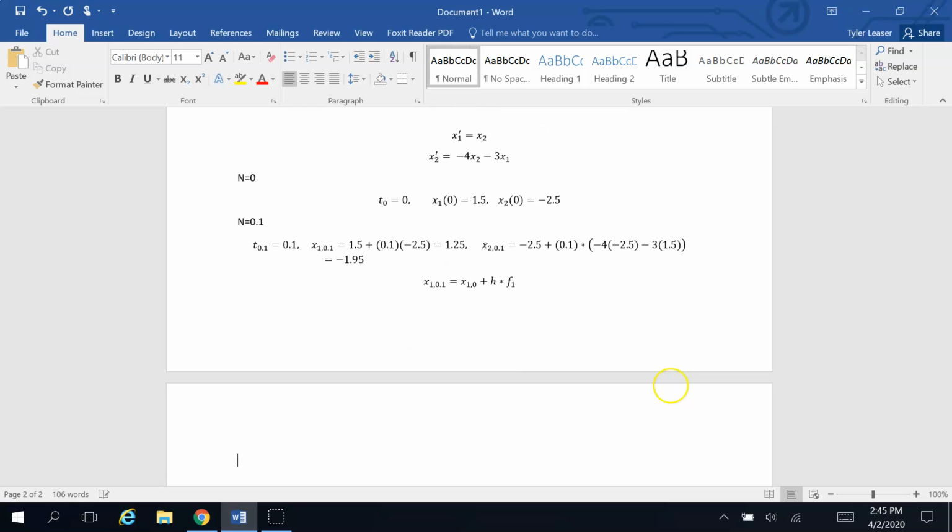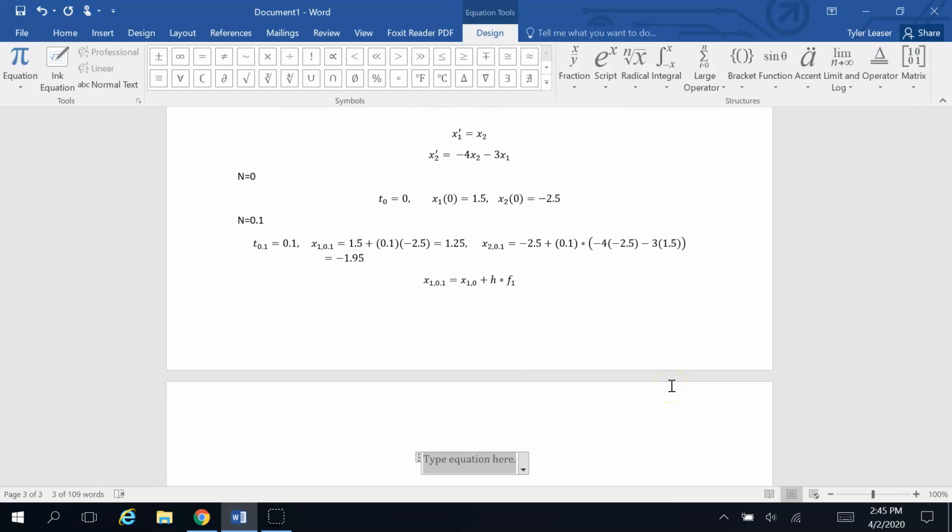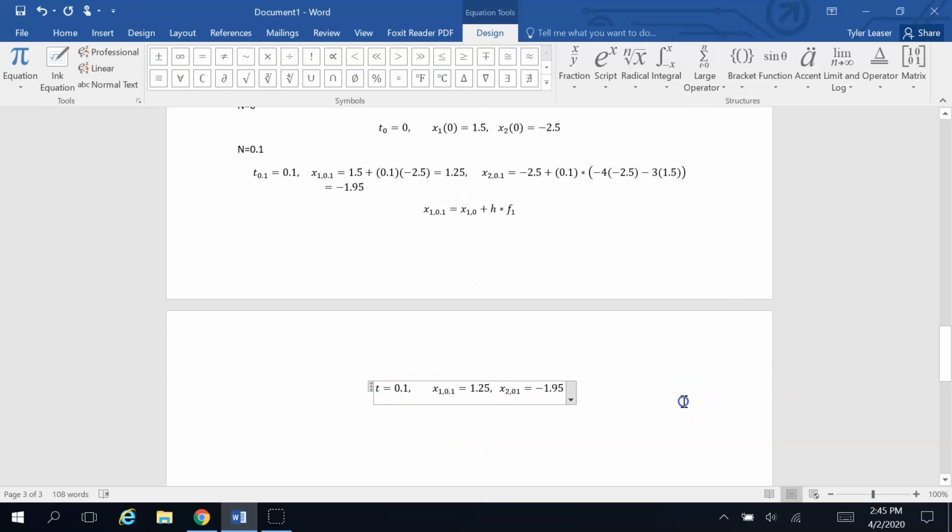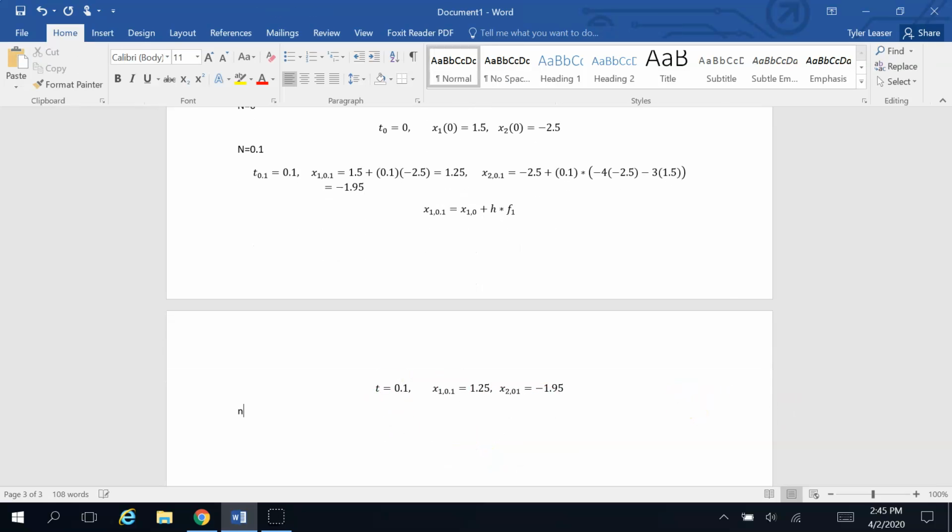All right, so just to clear up this step and to write it all out, we have our new t value, which is 0.1. We have our new x sub 1 value. This is going to be at the location 0.1. This came out to be 1.25. And then we have our x sub 2 function at the value 0.1. This one came out to be negative 1.95. So now these are my next set of points. We're going to take these points and do the same thing to get the next step, 0.2.